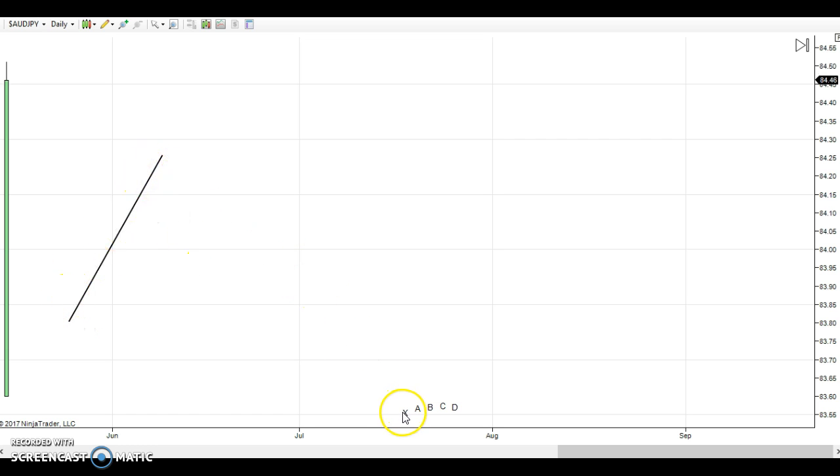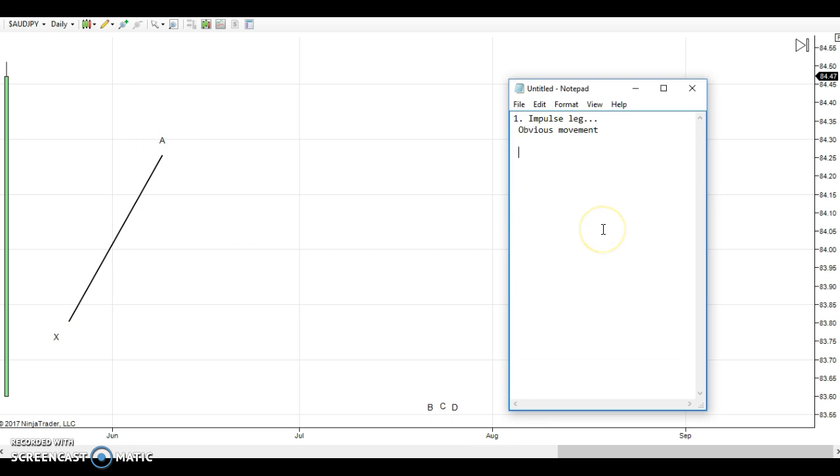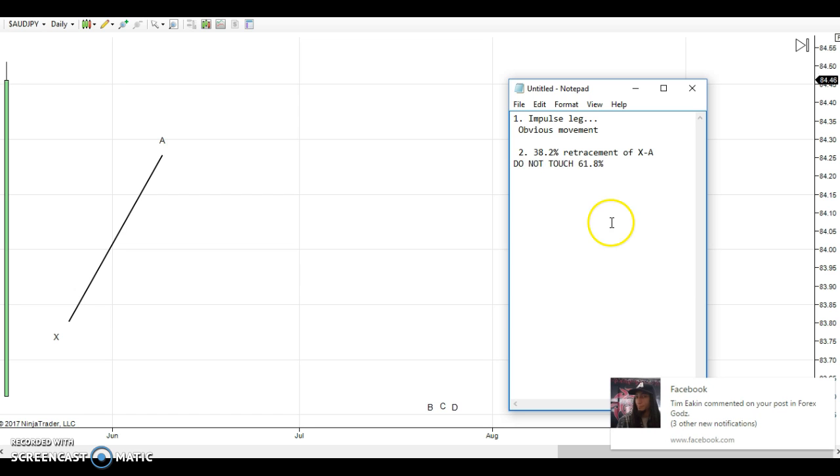Now the impulse leg is labeled X at the start point and A at the ending point of the impulse leg. So here's our X to A. The next rule is we want a 38.2% retracement of X to A. But we do not want it to touch the 61.8% retracement level.